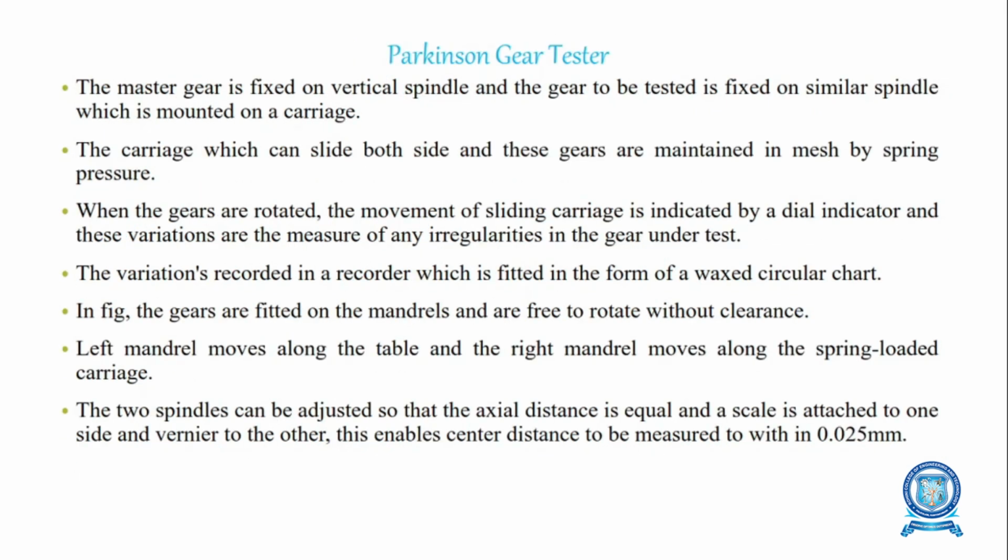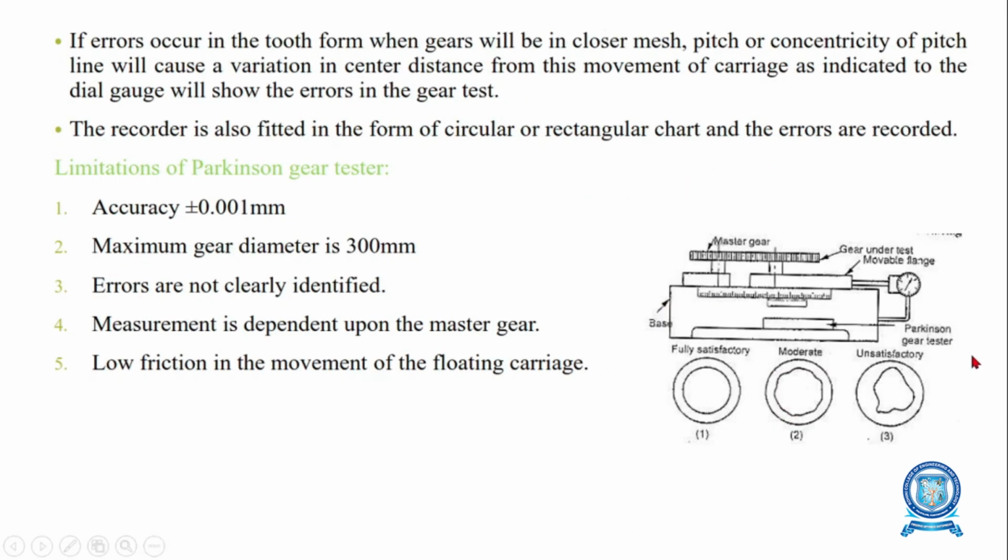So the last topic today is the Parkinson gear tester. This is the diagram for the Parkinson gear tester. In this Parkinson gear tester machine, or roller gear tester machine, a standard gear, which is called the master gear, is mounted on the vertical member. The gear under test is mounted on a similar mandrel, which is mounted on the sliding movable carriage.